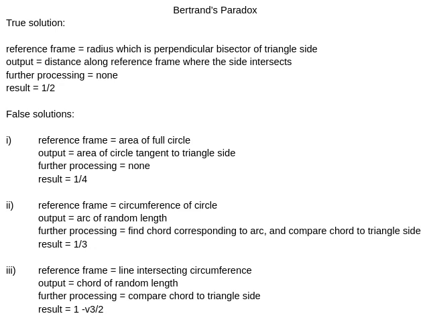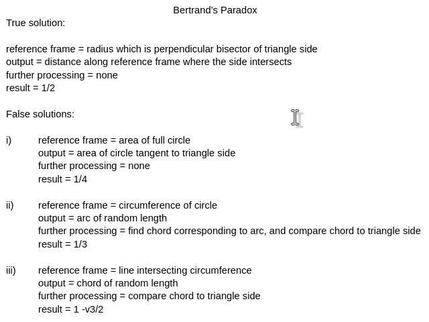Okay, so the true solution, the reference frame is the radius of the circle being used as a perpendicular bisector of the triangle side. So we're taking a fundamental component of the circle, a fundamental component of the triangle, the thing we're talking about, right? So Bertrand's paradox, the question that we're asking is, what's the probability of finding a random chord in the circle whose side length is longer than or shorter than, it doesn't matter either way, the side length of an equilateral triangle that is inscribed within the circle.